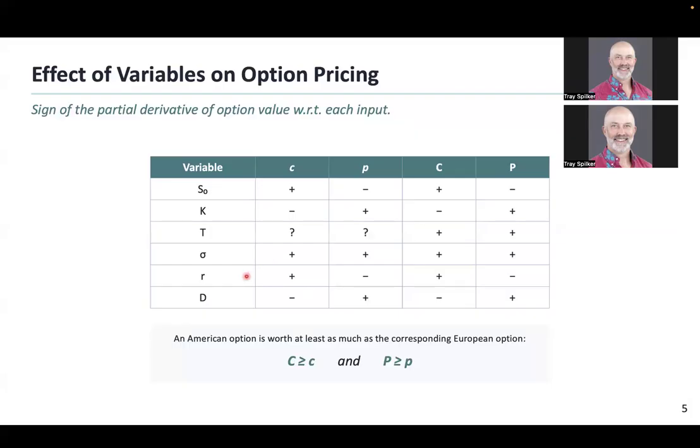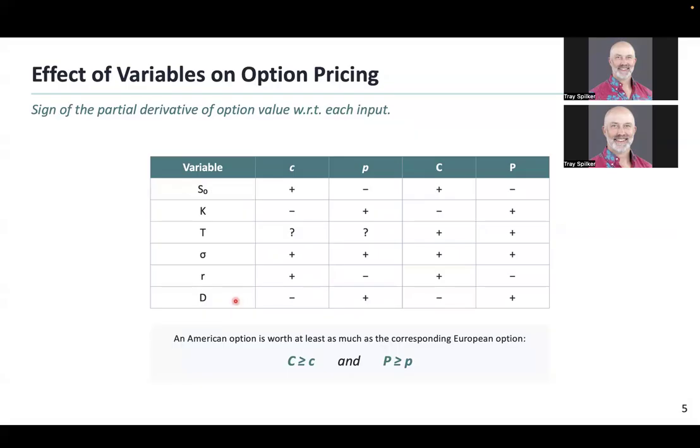For interest rates, this one's a little bit more challenging to understand. Generally, interest rate increases will increase the value of a call option and depress the value of a put option. The way you want to think about this is that a higher interest rate makes the present value of the strike price smaller, which would help the call buyer, right? If the present value of the strike price becomes smaller, that is helpful to the call buyer, and thereby it also hurts the put buyer.